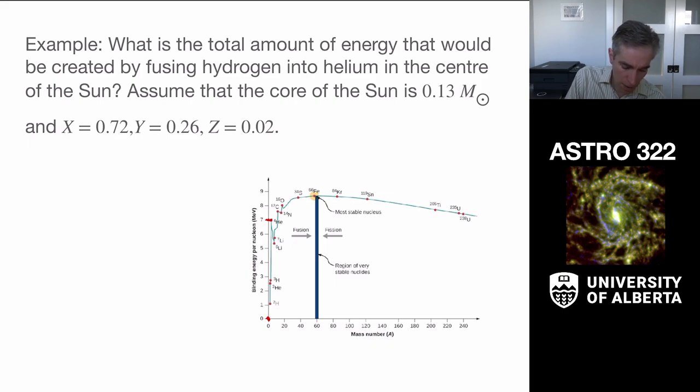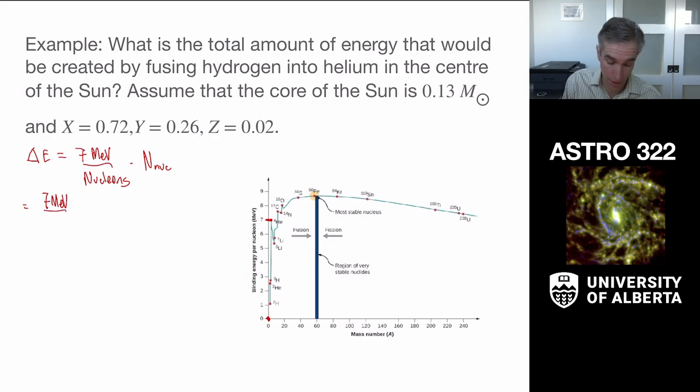And so the total amount of energy available in the star, call that delta E from nuclear fusion, is going to be equal to this 7 mega electron volts per nucleon times the number of nucleons that are available, so times N nuc. And we have to estimate the number of nucleons there in the center of the sun.